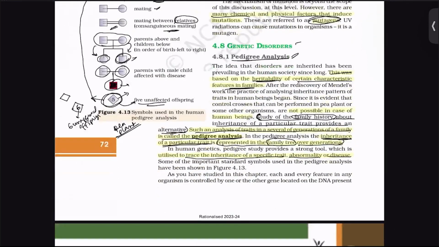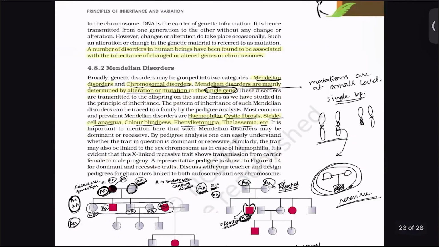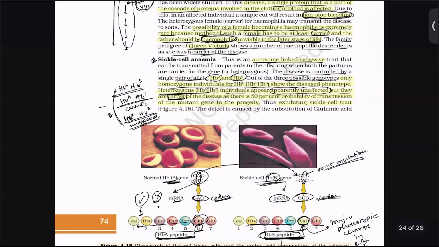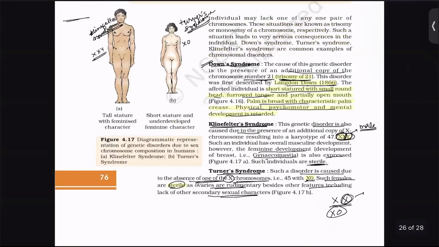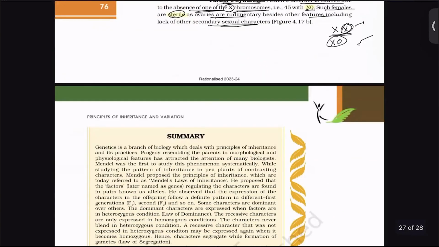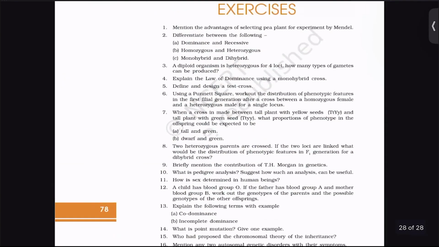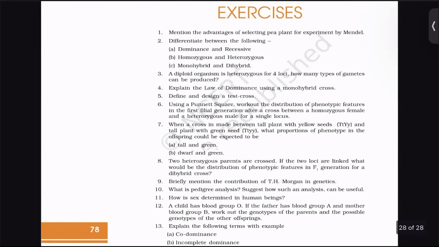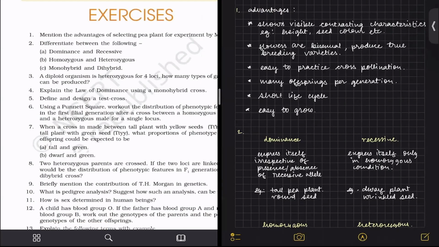We learned how to do pedigree analysis. We learned about Mendelian disorders. And after that, we learned about chromosomal disorders. And that's how the chapter ended. So let us solve the question answers of this.